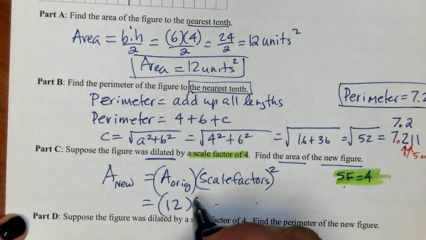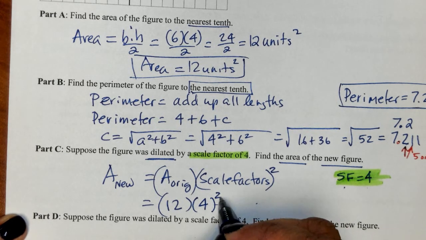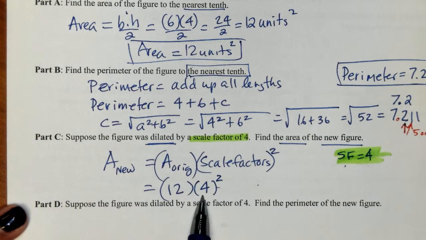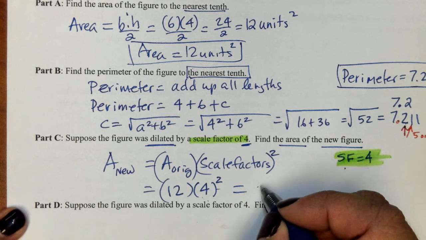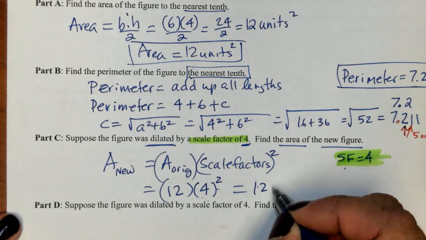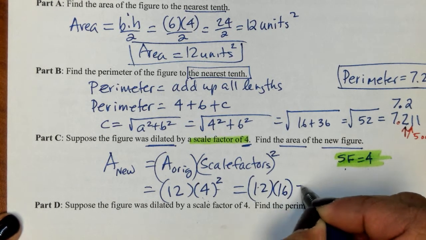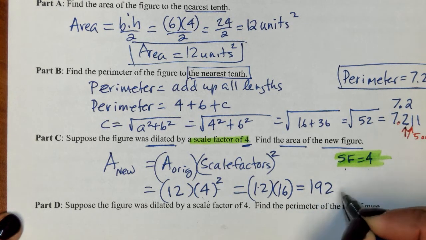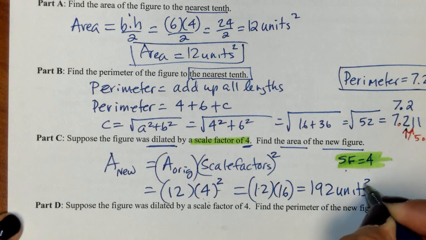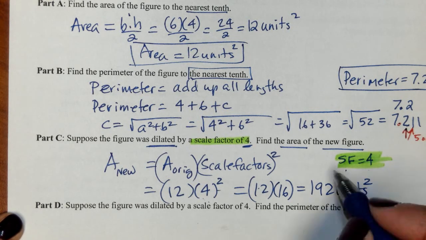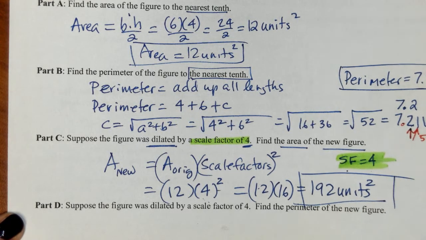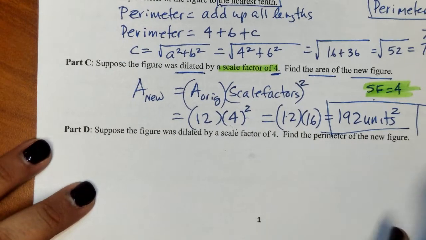I'm going to plug that 4 right here. Okay, so the 12 comes from part A, and then the 4 comes from here. Okay, so we go ahead and multiply that out, and that is going to be 12 times 16, or you could just use your calculator. Okay, and you should get 192 units squared. Okay, so there's your new area, 192 units squared. Let's go on to part D.